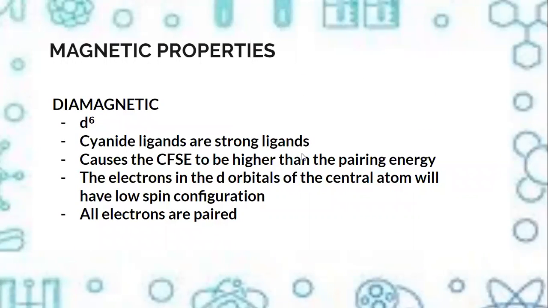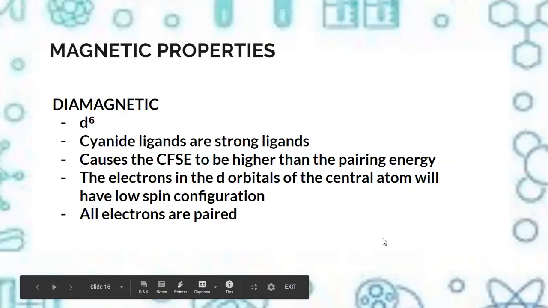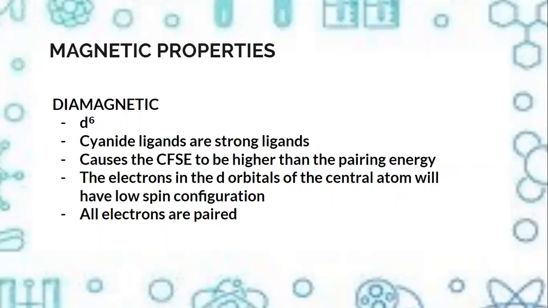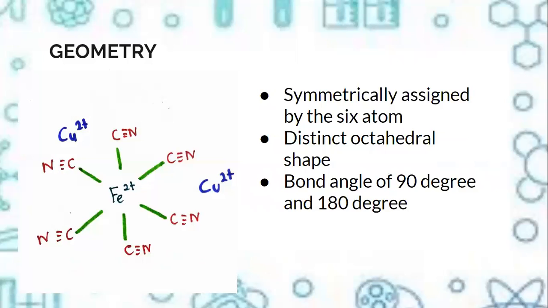Next is the magnetic properties. As Fazlina has said, the d6 configuration of the Fe can be either low spin or high spin, but because of the cyanide ligands that are strong ligands, the crystal field splitting energy is higher than the pairing energy. Hence, all the electrons tend to pair up at the lower energy level, and when all the electrons are paired up, it is called diamagnetic. Next, I will give back to Fazlina for the geometry.